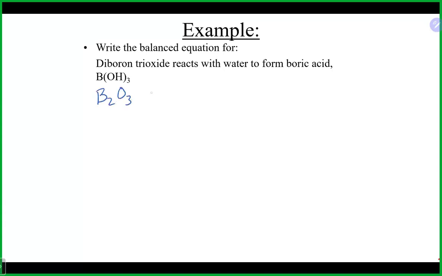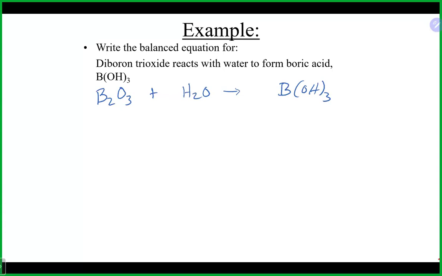B2O3. Reacts with water, which hopefully we know is H2O. Forms boric acid here, B(OH)3 in this case. So once again, I'm not worried about the balancing or anything like that at this point. I just want to make sure I do get the proper formulas down first.